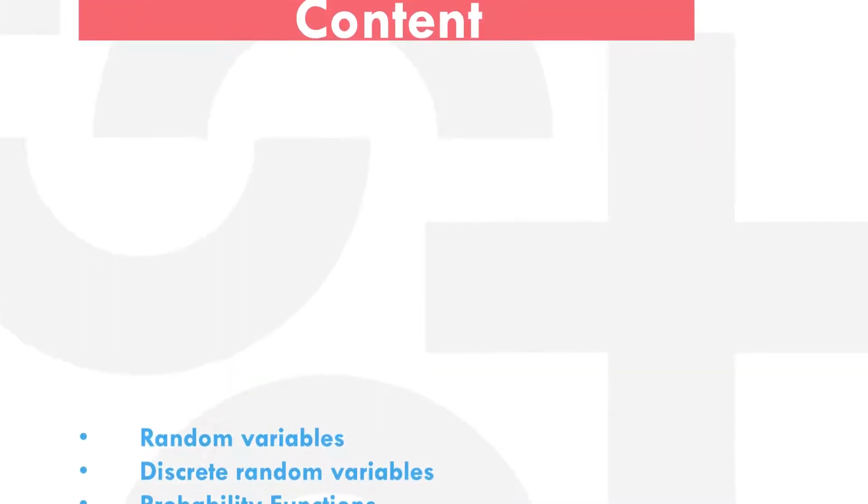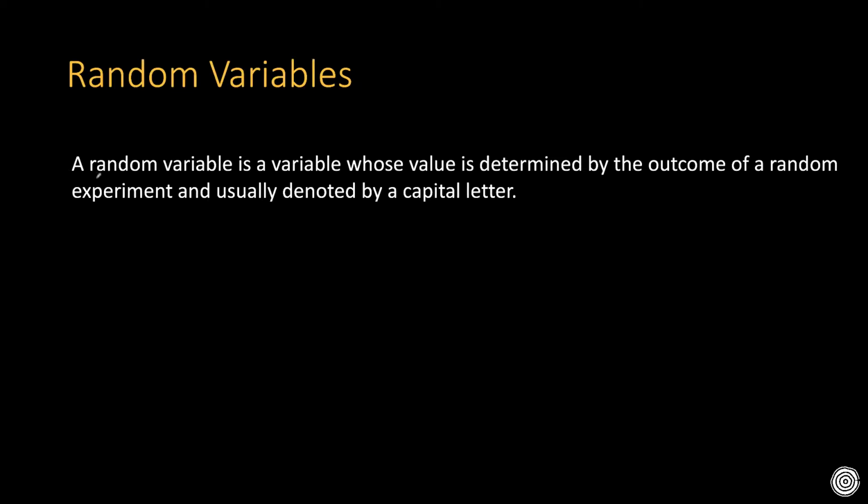Alright, let's get started. So let's start with discussing the definition of a random variable. A random variable is a variable whose value is determined by the outcome of a random experiment, and it's usually denoted by a capital letter.